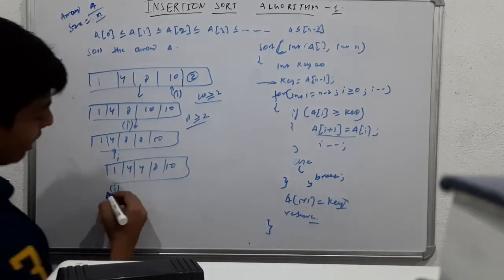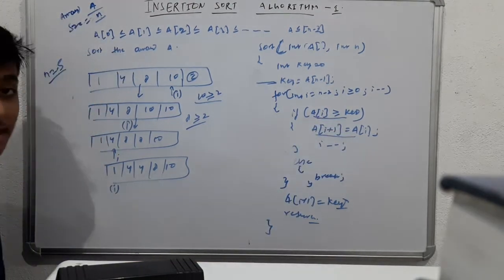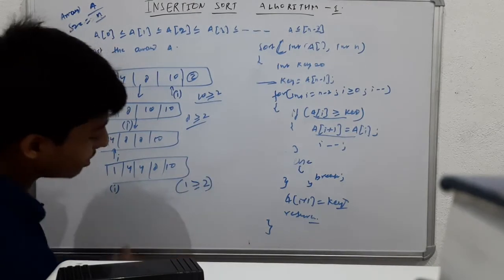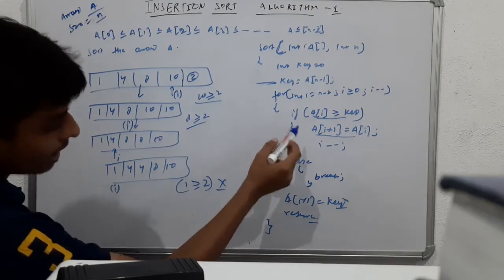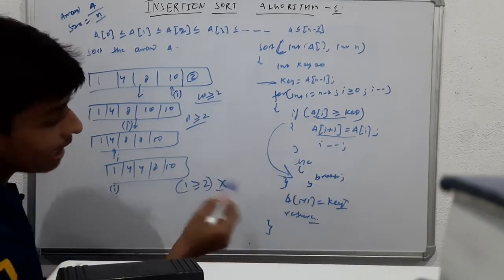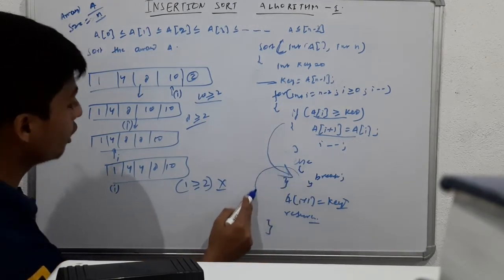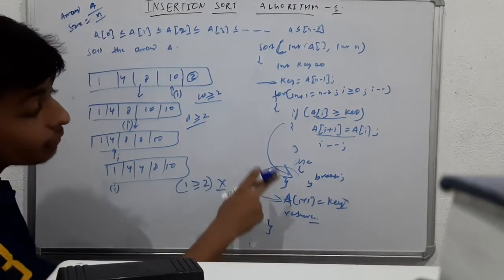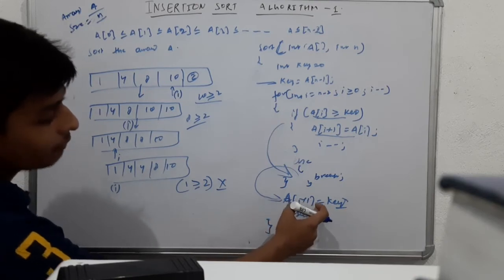Do note, again for loop will come and it will check the condition a of I is greater or equals to key or not. That means basically you are checking the condition that if this is true or not. So this is not true, right? So hence it will not execute the if part, it will execute the else part. So else part is saying that you break from here. That means you come out of the loop. And what you have to do once you come out of the loop, you just assign a of I plus 1 value as key, right?